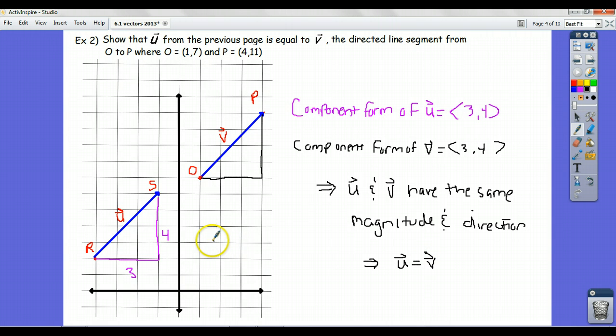The long-winded way to do it is to find the slope of each line, because that would tell you they have the same direction. Or you could find this angle in here and this angle in here. We'll talk about that later. And then you have to find the length of both vectors, meaning the magnitude. That's a lot of work. If you just find the component form of both and compare them, and they're the same, then the two vectors are equal. So I just wanted to give you an example of how you'd show that.